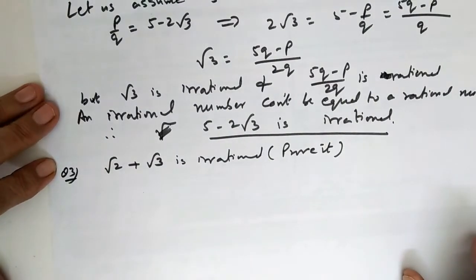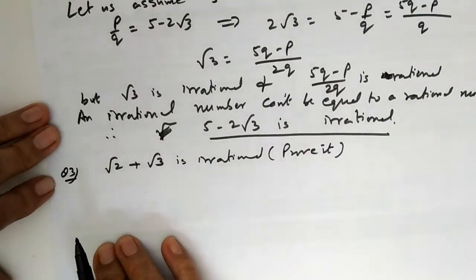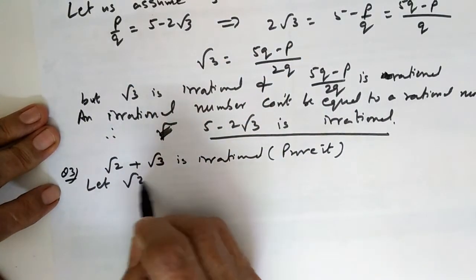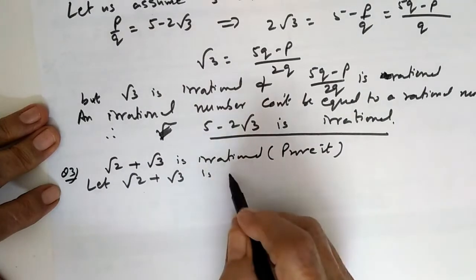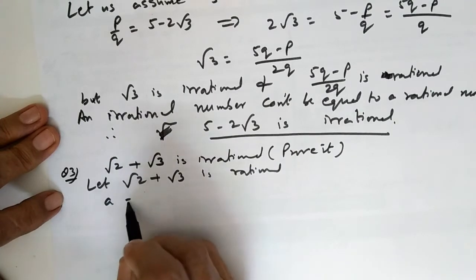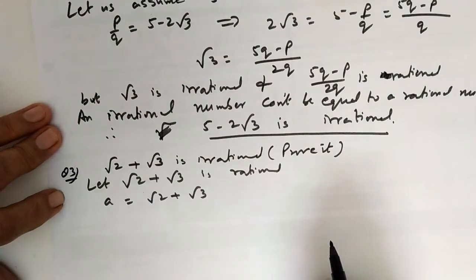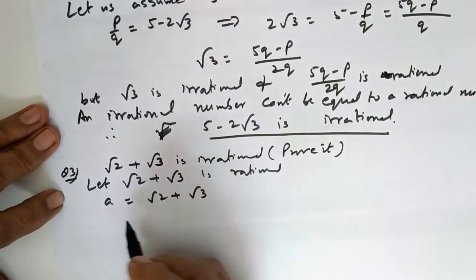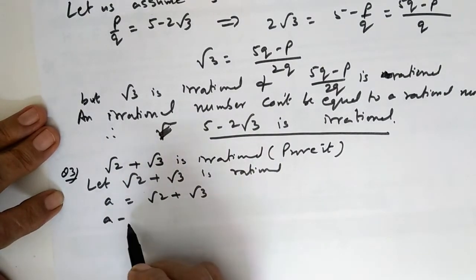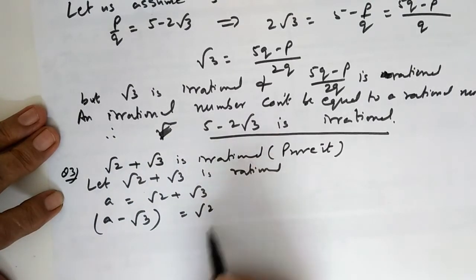Prove that root 2 plus root 3 is irrational. Again, let us suppose this is rational. तो a is equal to root 2 plus root 3. हमने उसको a suppose कर लिया. इसके लिए take any number to left hand side. Let it be a minus root 3 is equal to root 2.